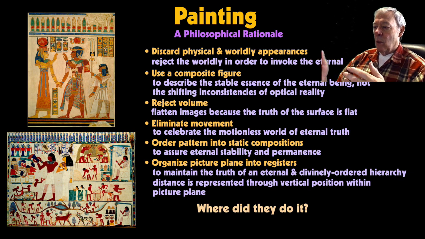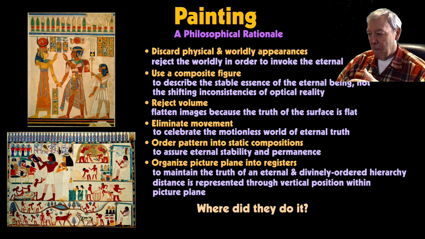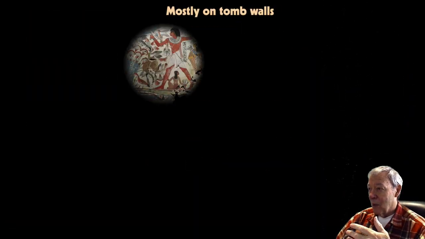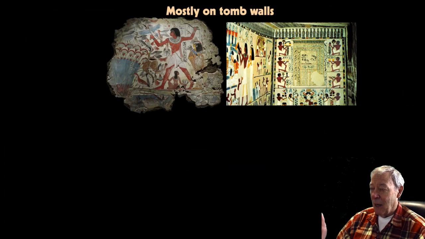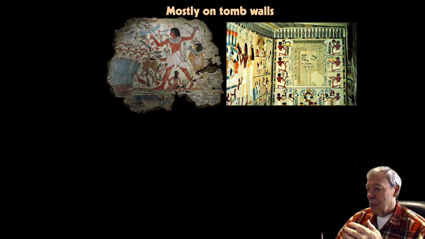Now, where did they do most of this painting? Well, for the most part, it's mostly on tomb walls, at least the paintings that have survived. And so we see a couple of examples here. The one that we were looking at originally is a piece of fresco that has been extracted from a tomb. And then on the right side, you're looking at a photograph of an actual tomb interior. So let's look at these two examples to illustrate some of our points here.